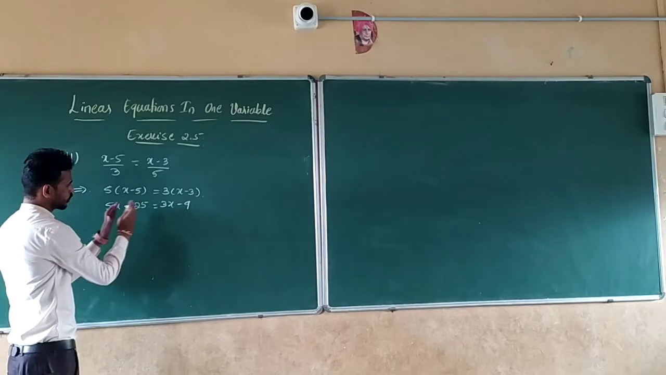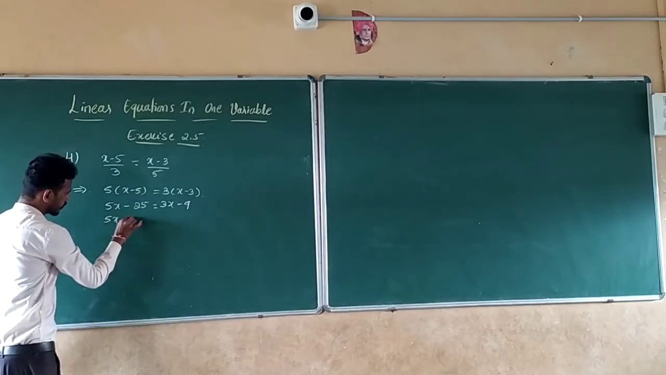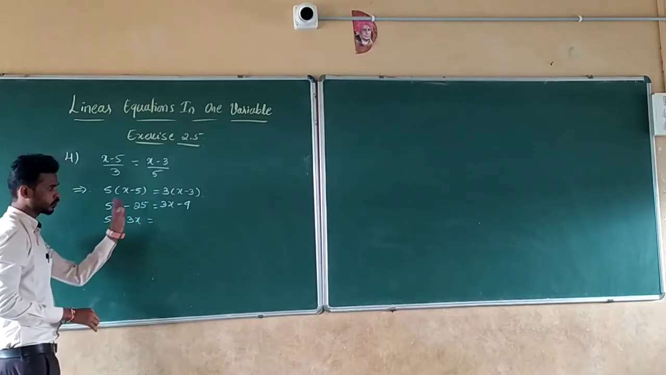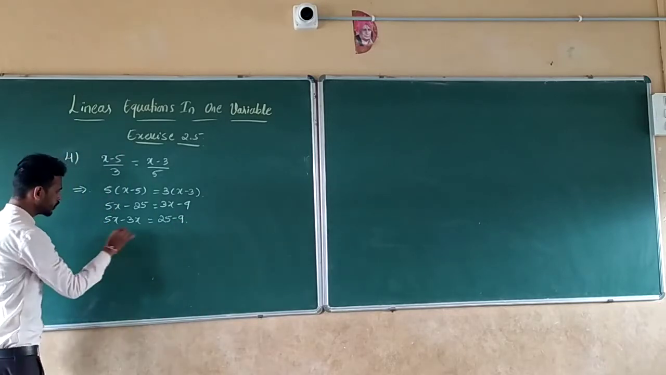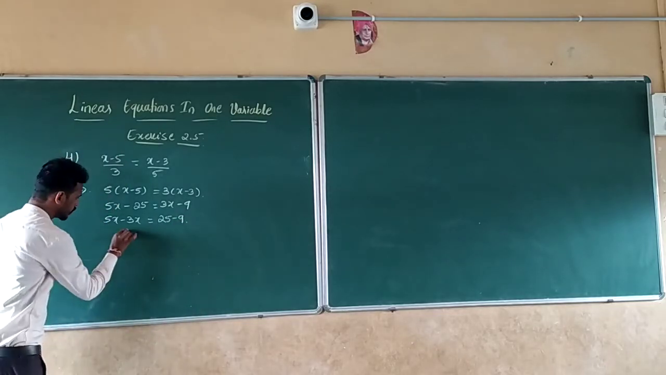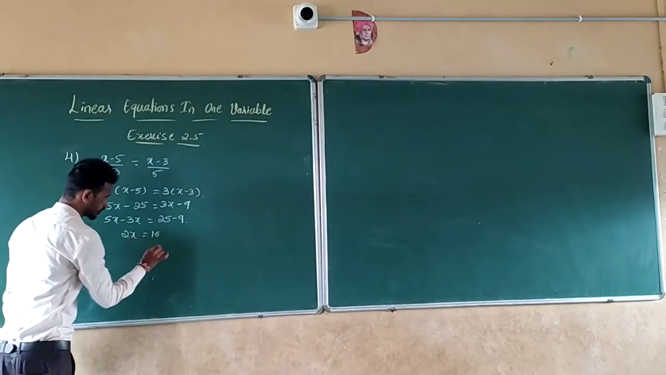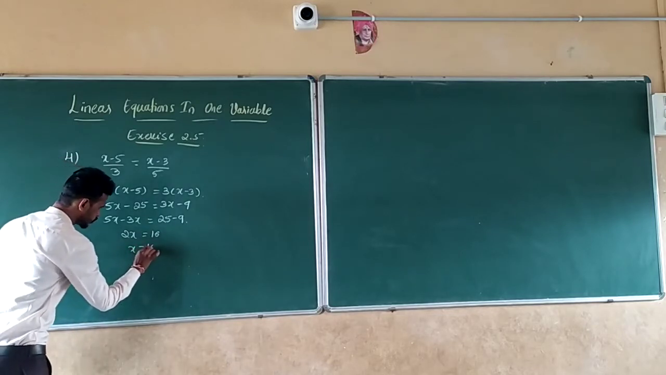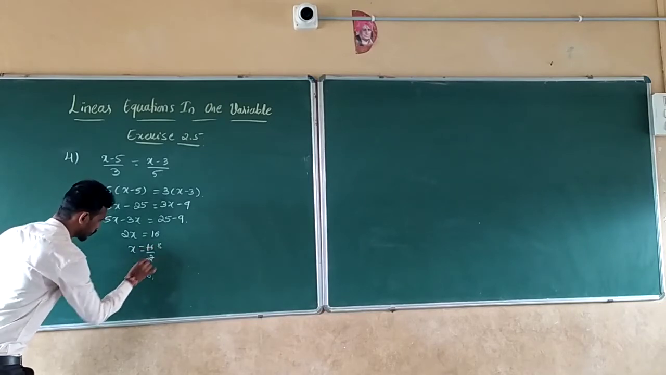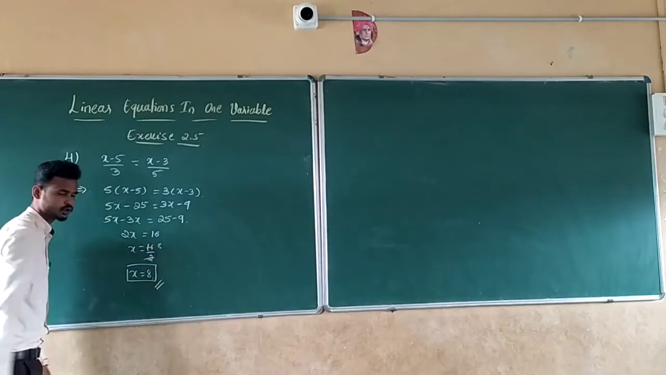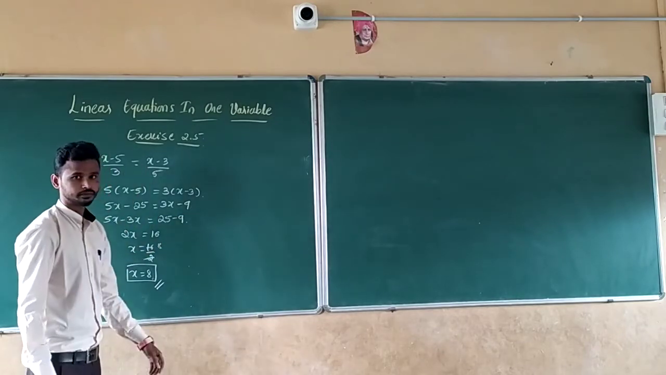Now bring 3x to the LHS and take 25 to the RHS. So 5x minus 3x, which is equals to minus 25 will become plus 25 minus 9. So 5x minus 3x, how much you will get? 2x, which is equals to 25 minus 9, 16. So x is equals to 16 by 2. Therefore x is equals to how much? 2 1s are 2, 2 8s are 16, means x is equals to 8. So this is the solution of fourth question.